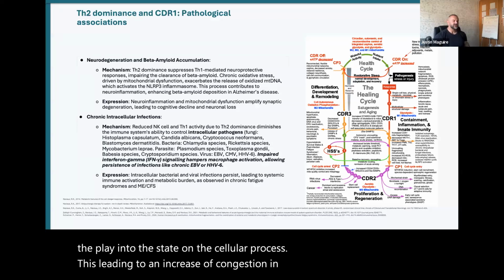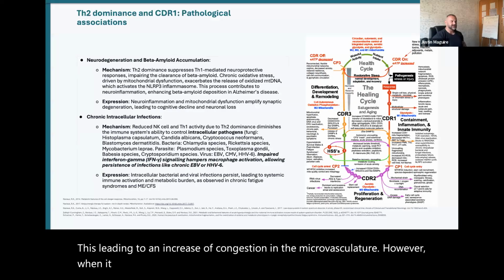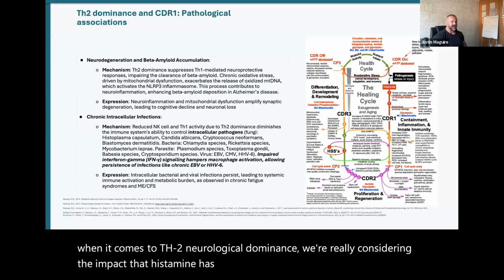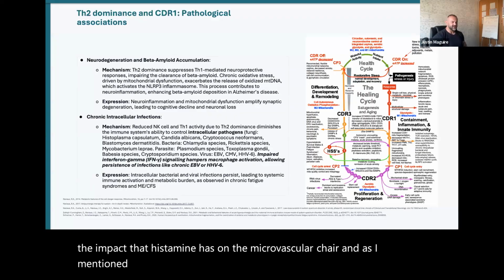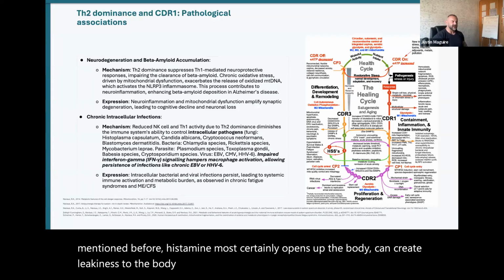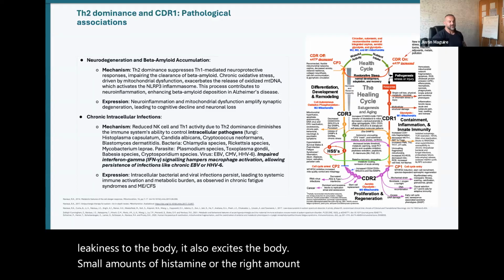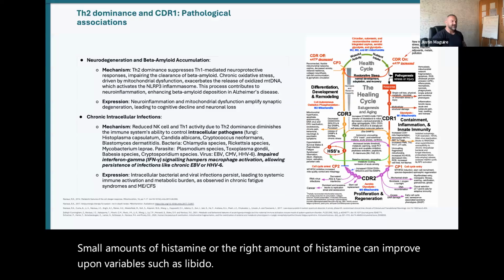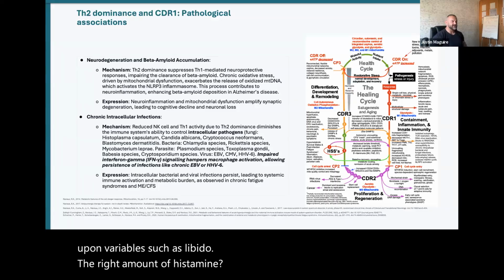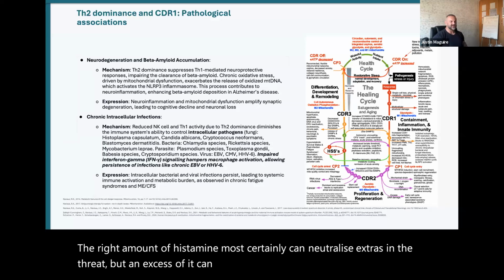However, when it comes to Th2 immunological dominance, we're really considering the impact that histamine has on the microvasculature. As we mentioned before, histamine most certainly opens up the body and can create leakiness in the body. It also excites the body. Small amounts of histamine, or the right amount of histamine, can improve variables such as libido. The right amount of histamine most certainly can neutralize extracellular threat, but an excess of it can lead to leakiness in the body, such as gastrointestinal hyperpermeability.